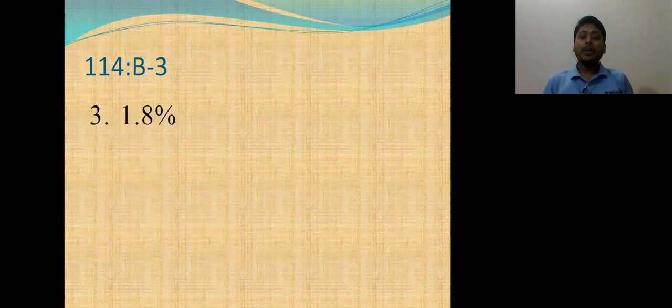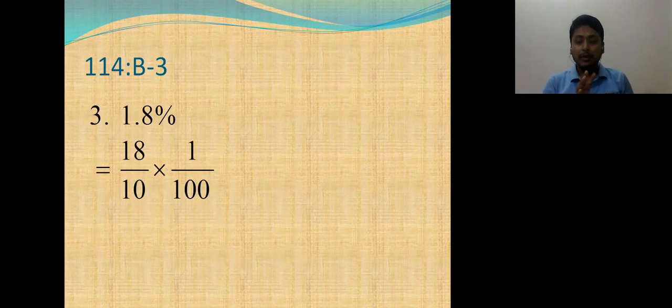Okay, now number B, 1.8%. No problem. If you want to remove the percent, it equals divide by 100, or multiply by 1 by 100. You can do it in many ways. Here I remove the decimal point. For the decimal point, 10 comes, and for percentage, 1 by 100 comes. Be very careful. For this decimal point, the 10 comes, and for percent it means divide by 100. 1 by 100 means divide by 100. No problem. Now multiply 10 and 100.